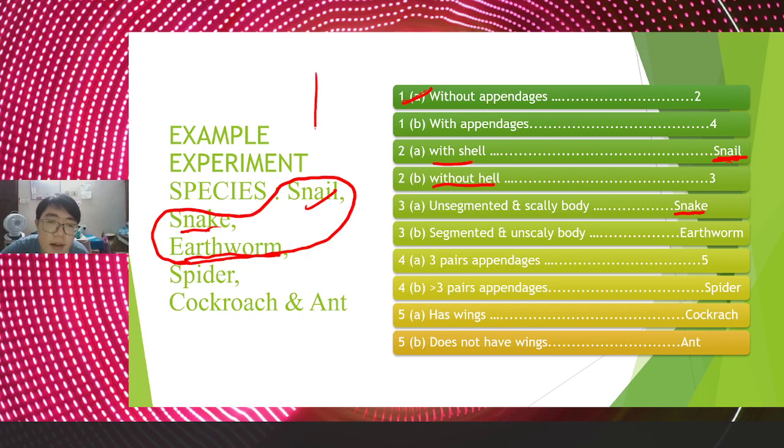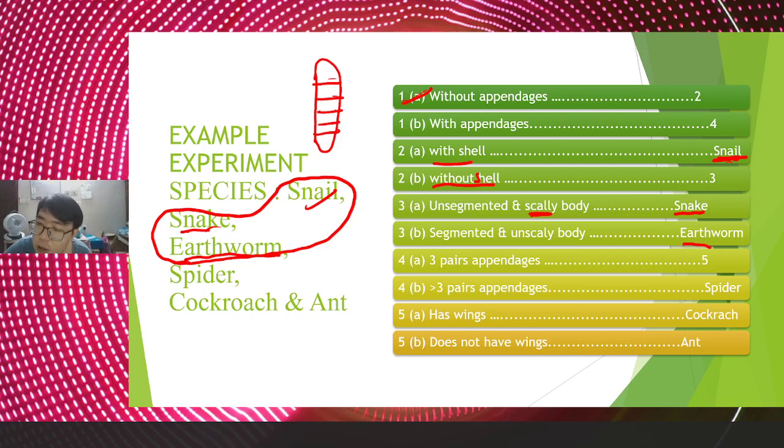Segment means like this is the body, and then there are parts. It has sections. Snake does not have these sections. But it has scale. Snake has scale, so it is a scaly body. So you can consider that snake is unsegmented, has a scaly body, does not have shell, and does not have appendage. This one is shell, typo SHELL.